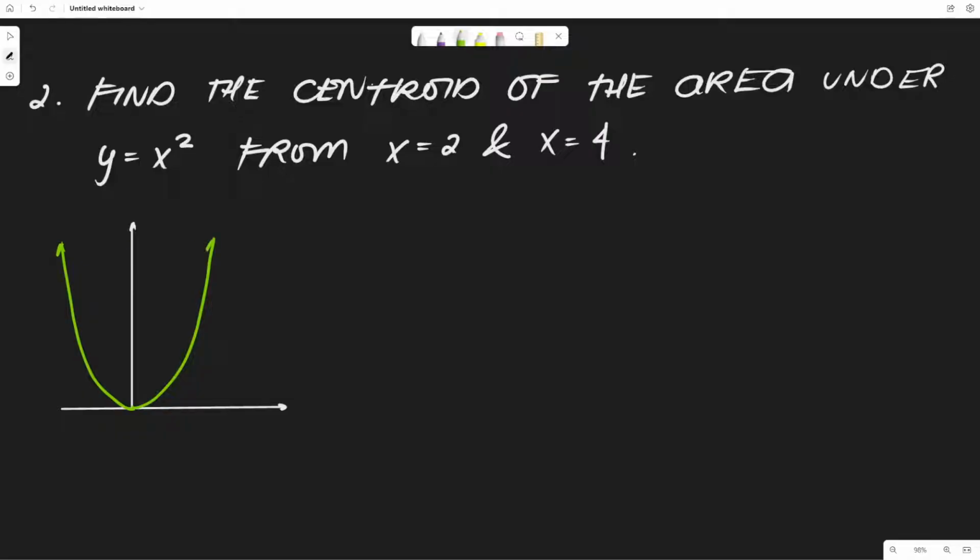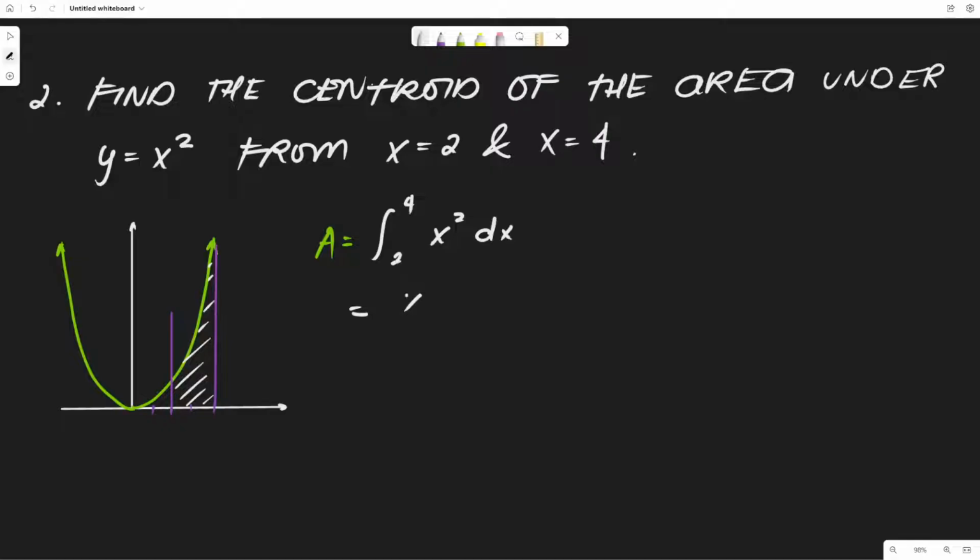Then we have from 2, let's say this is 0, 1, 2, 3, 4. So from here to here. The shaded region is where we need to find the centroid of our plane. So for the area, we have again from 2 to 4, since that is the set boundary, of x squared dx.